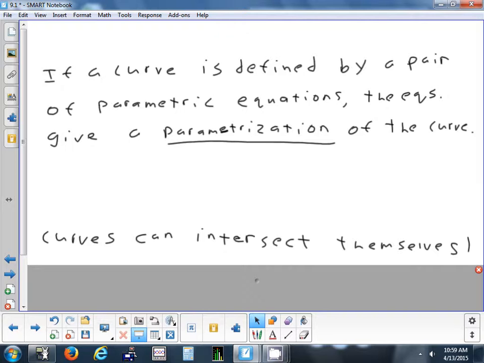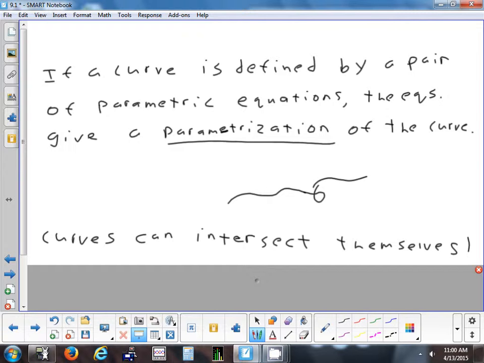As you saw in the previous screen, all the graphs I showed you, the curves intersected themselves. That never happens with a function. What test does a graph have to pass to be a function? Yep. The vertical line test. So if I start drawing some kind of curve, the only way that it can intersect itself is if it fails the vertical line test. There's no other way. If it's going to come back and cross itself, it's going to fail the vertical line test somewhere.